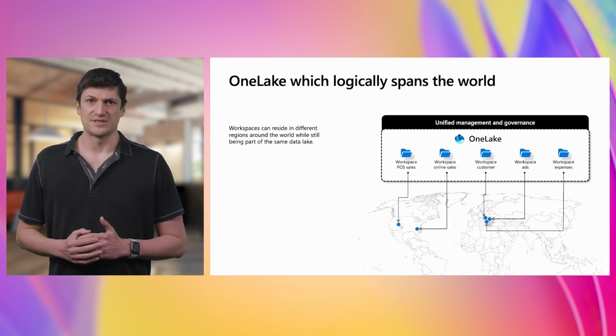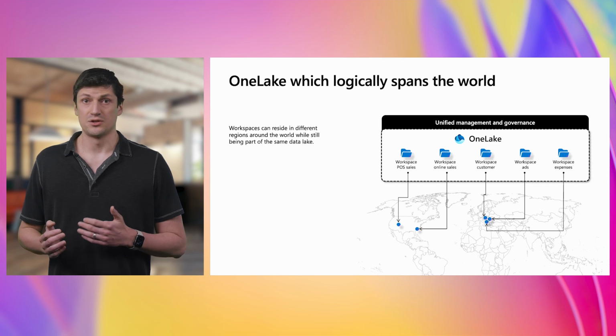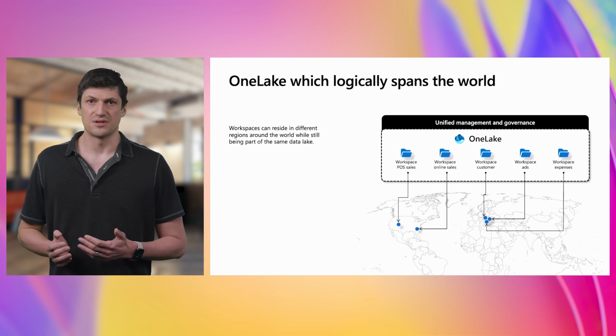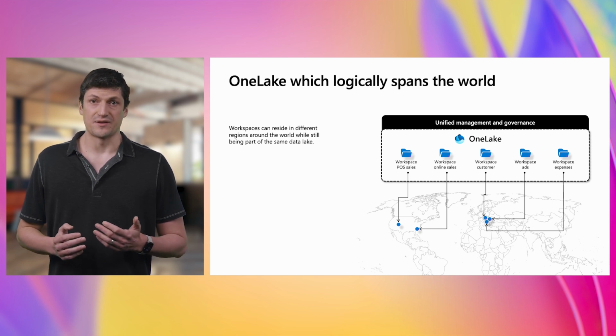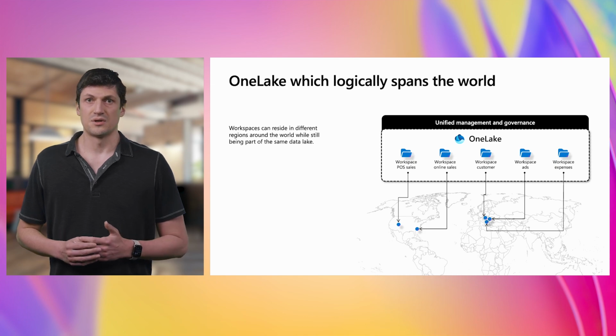You might be thinking that your organization can't have just one lake because you are in multiple countries and you have requirements that data must reside within those countries. OneLake covers this by spanning the globe as well. Different workspaces can reside in different regions. This means that any data stored in those workspaces will also reside in those countries.